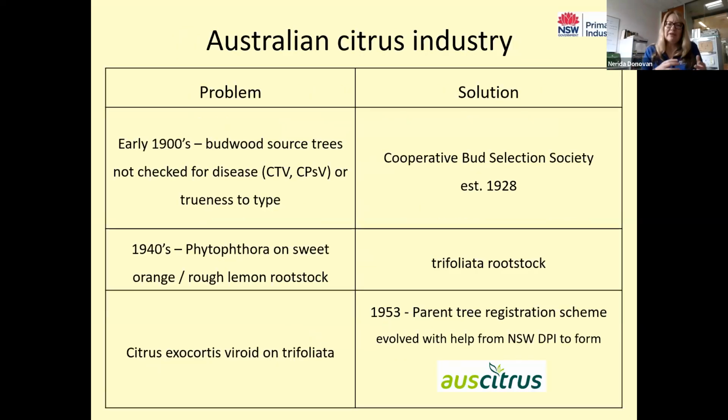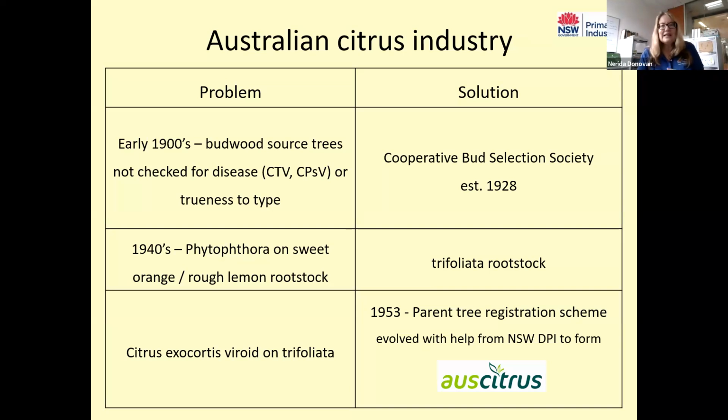So just a little bit of history, I thought it may be of interest. Back in the early 1900s, the nurseries that were growing citrus trees for people's backyards or for orchards, the trees that they were cutting the buds for weren't checked for disease or even for trueness to type, because as we know, there can be mutations with citrus. So they started the Cooperative Bud Selection Society in 1928, and they started selecting from trees that looked healthy.